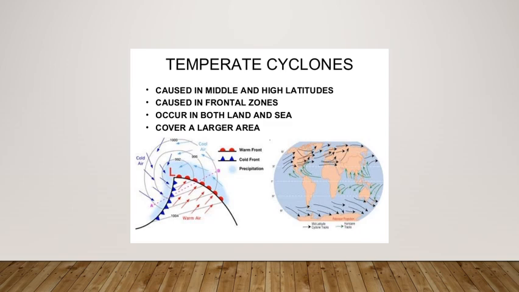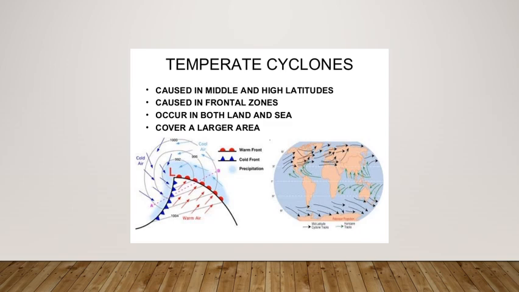So front is actually, in simpler terms, the boundary zone between two different air masses which differ in terms of temperature, pressure and humidity. So the temperate cyclones are of frontal origin because they are associated with the formation of fronts. When the warm air rises up above the cold air mass, it starts to cool. The water vapor that it contains starts to condense, and thus this results in rainfall.